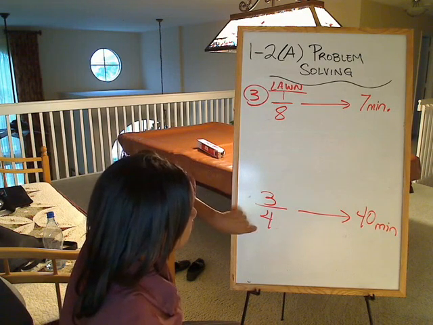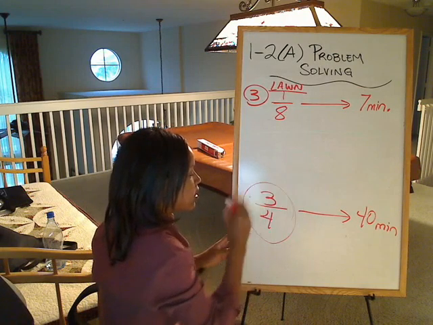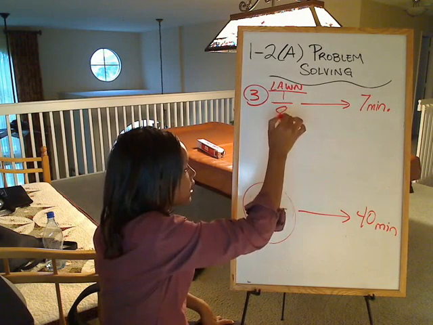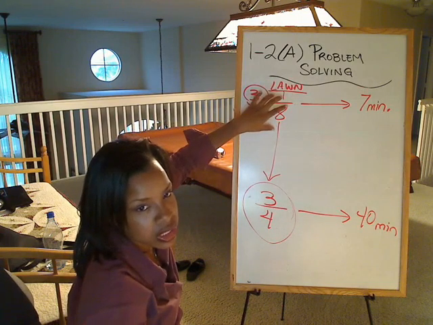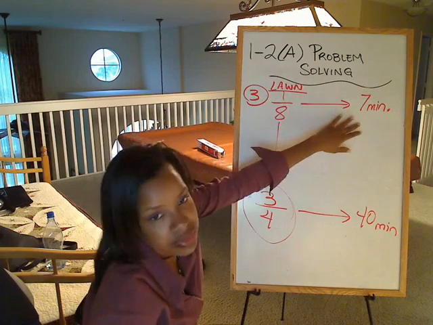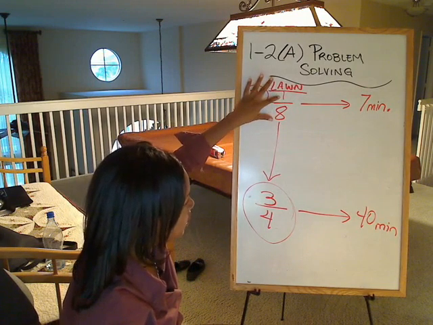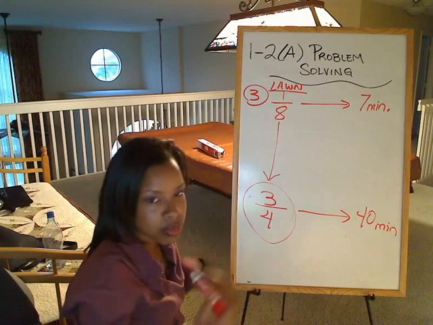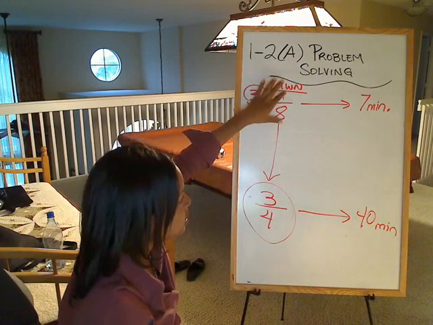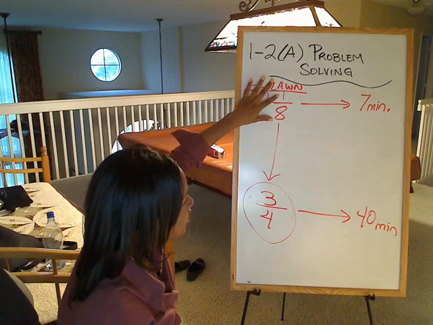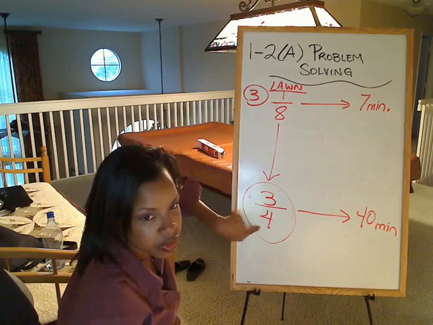So first of all, let's figure out how many times 1/8 goes into 3/4. Because we only know that he can do 1/8 of the lawn in 7 minutes, so we have to work with what they give us. If he kept mowing the lawn one section at a time, 1/8 at a time, how many sections would he have to mow to finish 3/4 of the whole lawn?